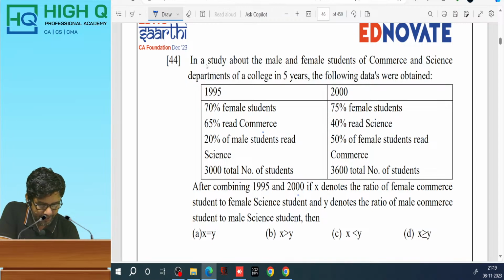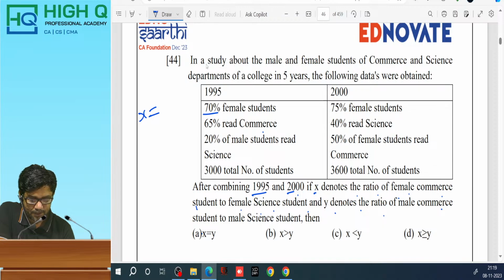After combining 1995 and 2000, if X denotes the ratio of female commerce students to female science students, then Y denotes the ratio of male commerce students to male science students. We need to compare 1995, and X denotes what? The ratio of female commerce students to female science students. How many female commerce students, my dear? 70% are female students and 65% read commerce. Total there are how many people? 3000. So out of 3000, 70% of 3000 is what?